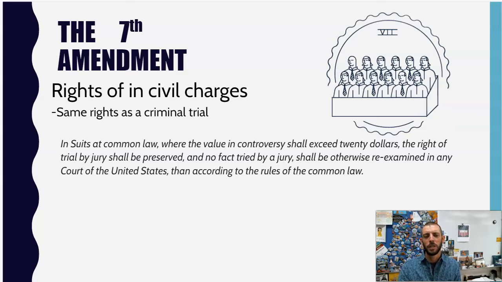Now, a civil trial is not where somebody committed a crime. It's where something bad happened, but nobody really did something illegal. For instance, if you wanted to get a divorce, that'd be a civil trial or a civil case. Or let's say you had a tree in your yard and your tree fell over and landed on your neighbor's house. Maybe it landed on their dog and hurt their dog. You didn't do anything wrong, but you might be sued for that. So you have rights with the Seventh Amendment when you are being sued for civil charges.